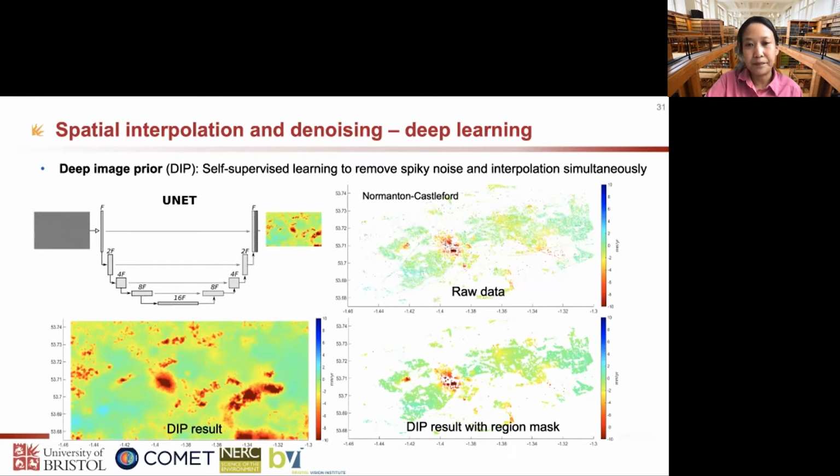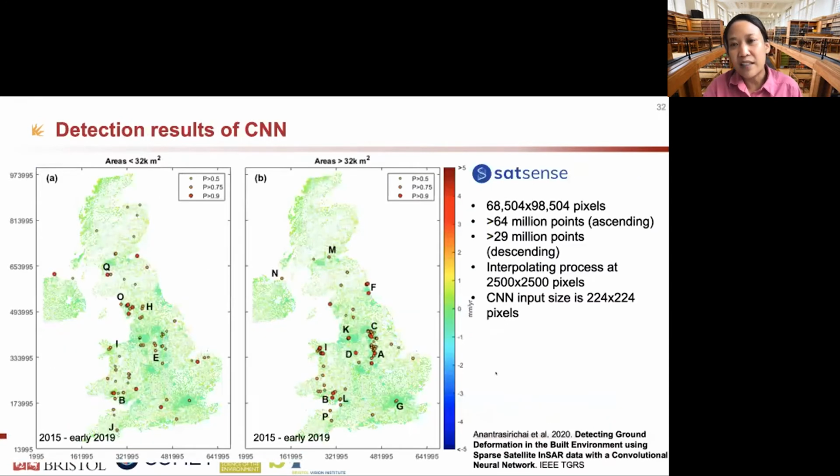So now we run the detection method on the whole UK data from Sentinel, which is 10-meter velocity maps. There are more than 90 million data points, which is about more than 3,250 full HD TVs combined. So to automatically process this large velocity map, we divide it into several 2,500 by 2,500 maps.